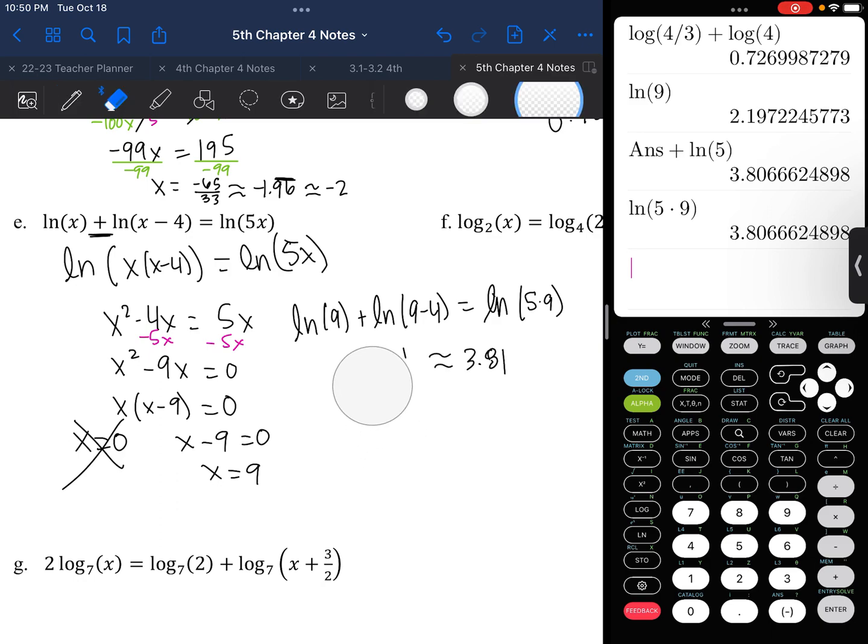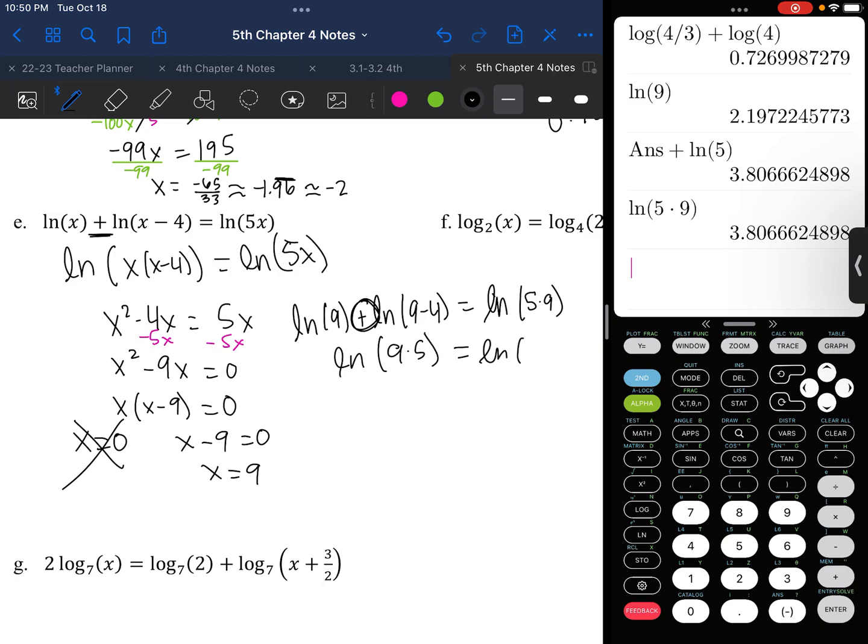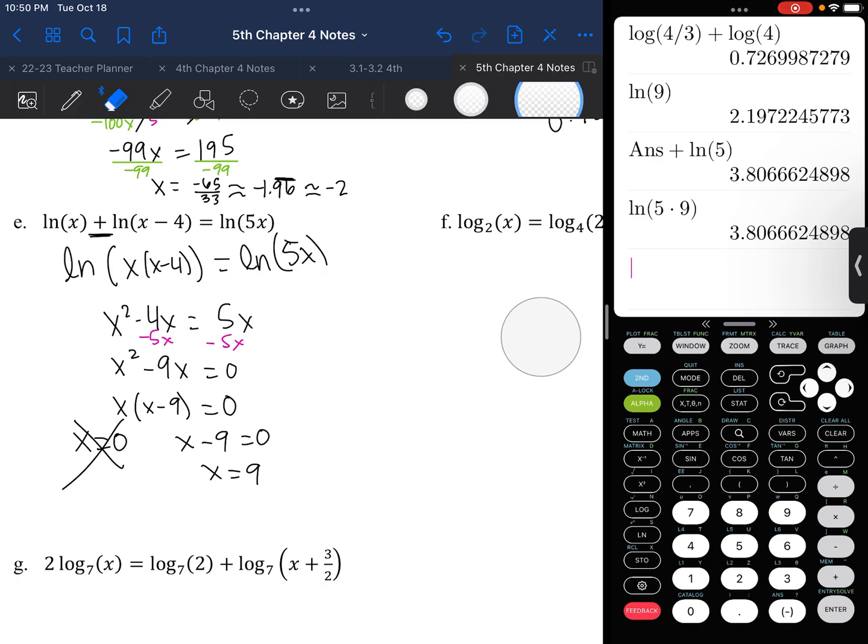Why would that be, guys? Because of the sum property. Natural log of 9 plus the natural log of 9 minus 4 is the same as natural log of 9 times 5. Hey, look at that. That just makes sense, right? Okay, good. So that one does work. That's our solution.